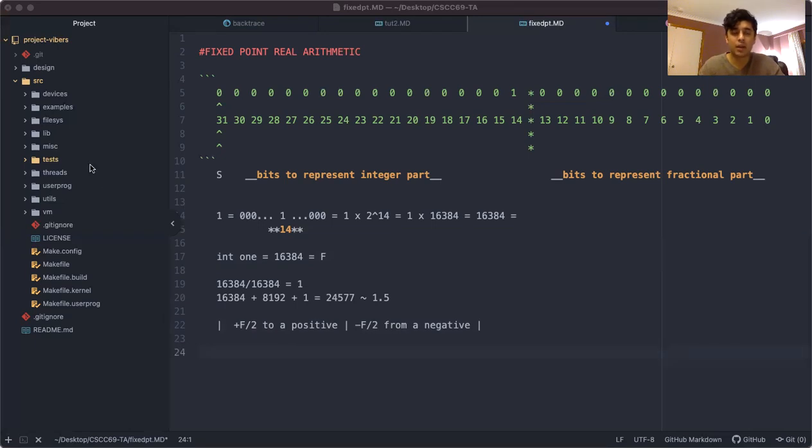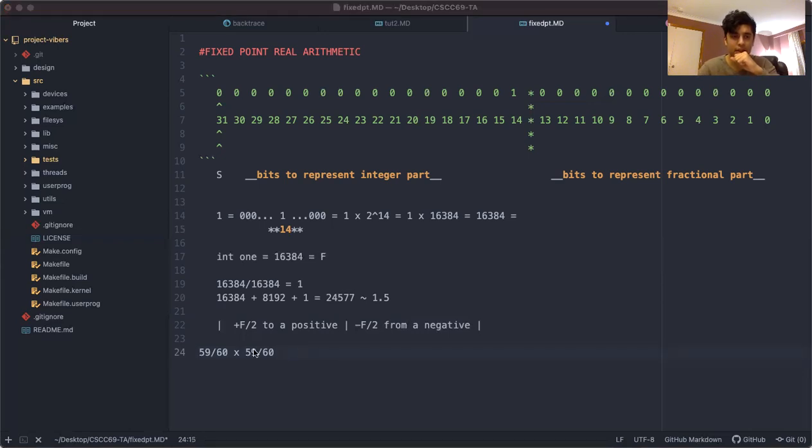Now, multiplying and dividing with such numbers is slightly different. For example, let's take this question, 59 by 60 into 59 by 60. These numbers are approximately 1. They're just under 1. So we expect the result to be just under 1, right? If 16384 in this notation is 1, we should have a number in this 17.14 notation just under 16384.